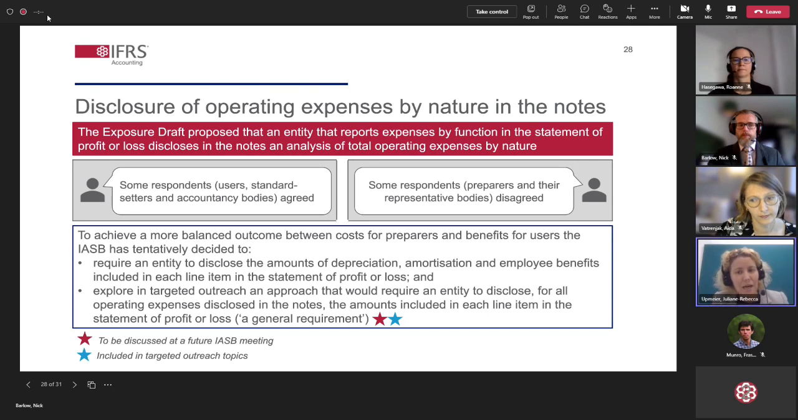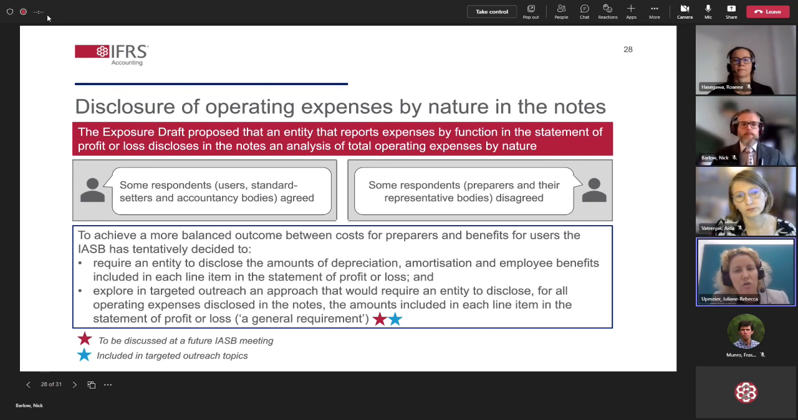In the exposure draft, the IASB proposed that entities should present operating expenses by function or by nature. The IASB wanted to clarify that the presentation method is not a free choice, so entities would need to consider a set of factors to determine which presentation method is the most useful.